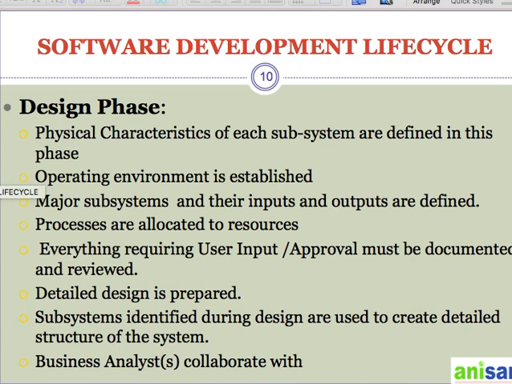Now next goes to your design phase. In this, the team is involved in designing the solution, that is, defining the physical characteristics of each subsystem, then defining the options for the operating models, and then establishing the operating environment. Again, defining the major subsystems and their inputs and outputs, and resources and processes are allocated to the resources. Everything that requires user input and approval must be documented and reviewed by the stakeholders. Then the detailed design is prepared, usually the detailed architectural design. Subsystems identified during the design are used to create the detailed structure for the system, and the business analyst will collaborate with the technical team. So that's basically the design phase.